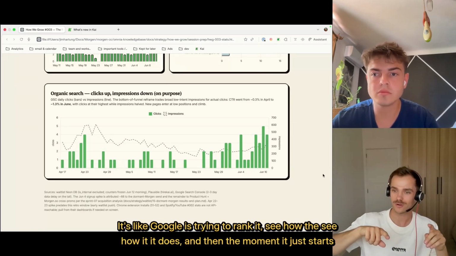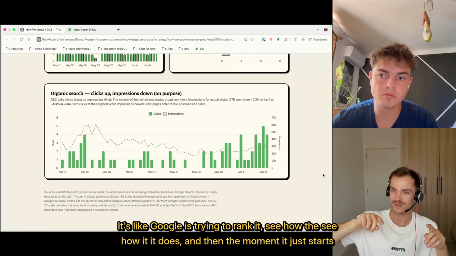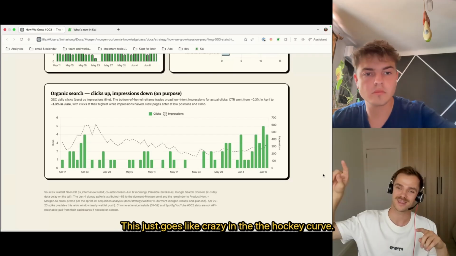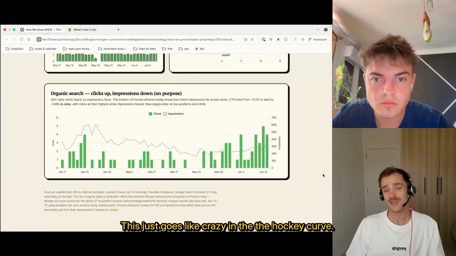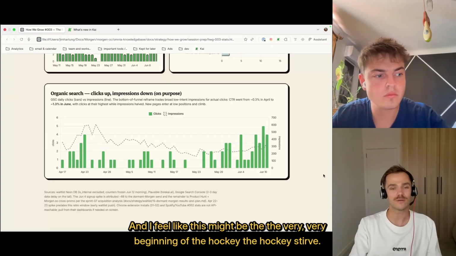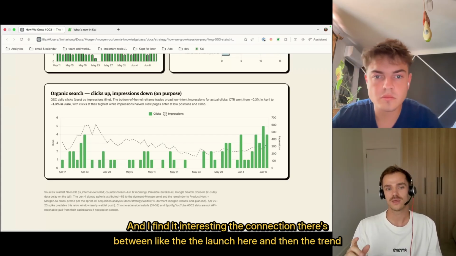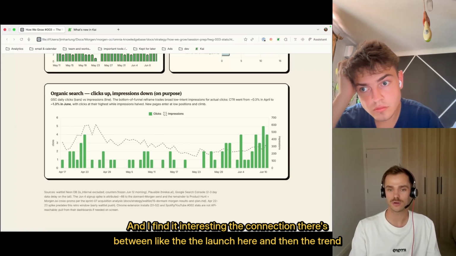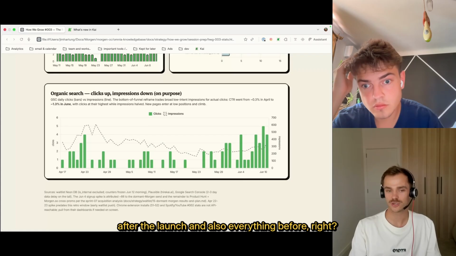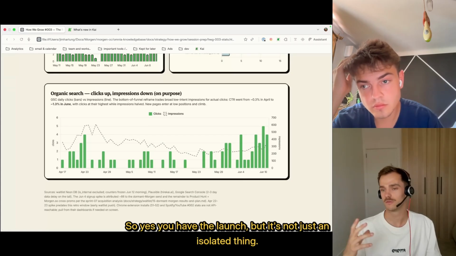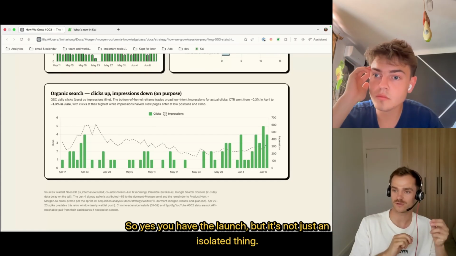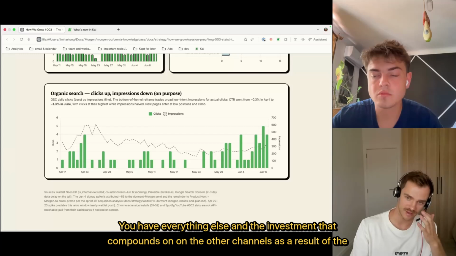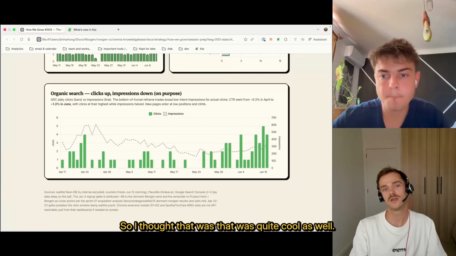Google is trying to rank it, seeing how it does. And then the moment it just starts ranking, there's no way back, right? This just goes crazy in the hockey stick curve. And I feel like this might be the very, very beginning of the hockey stick curve. And I find it interesting, the connection between the launch and the trend after the launch, and also everything before, right? So yes, you have the launch, but it's not just an isolated thing. You have everything else and the investment that compounds on the other channels as a result of the launch. So I thought that was quite cool as well.